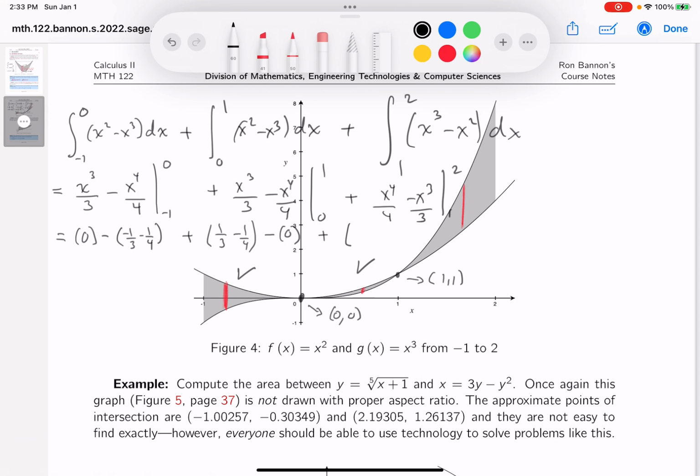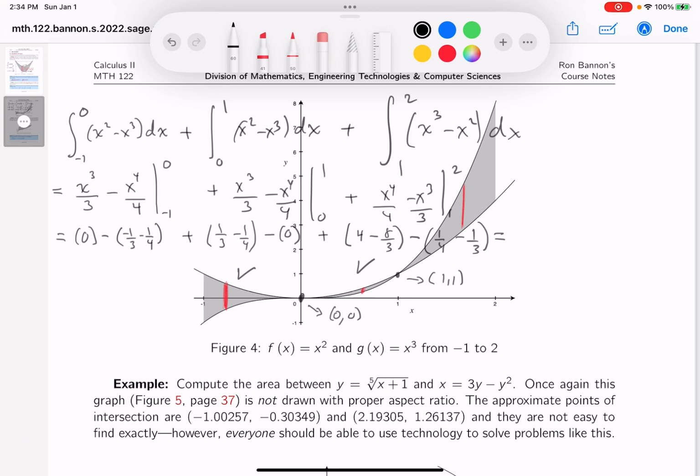What are you going to get? Well, 2 to the 4th power, that's 2 times 2 is 4, 8, 16, 16/4. 16/4 is just 4, minus 8/3. Minus the lower limit. What's the lower limit going to be? 1/4 minus 1/3. All right? I got a lot of arithmetic to do. We'll put it down one step at a time.